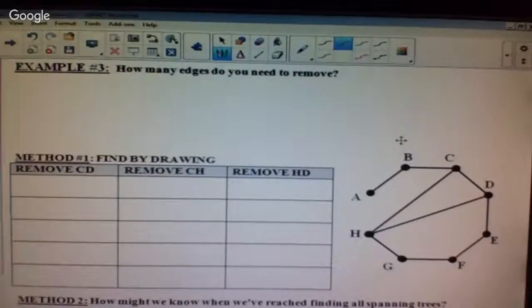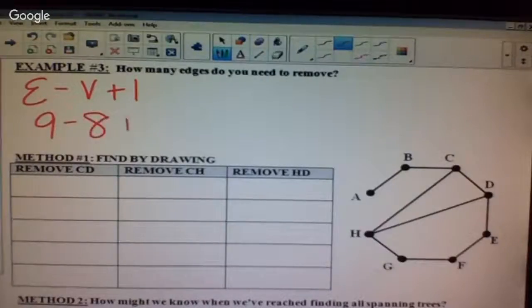So, how many edges do I have in this one? How many edges are in this picture? 9. Minus how many vertices? 8, I'm assuming. Plus 1. 2. We're at 2 again.